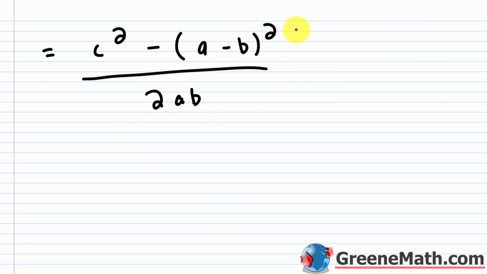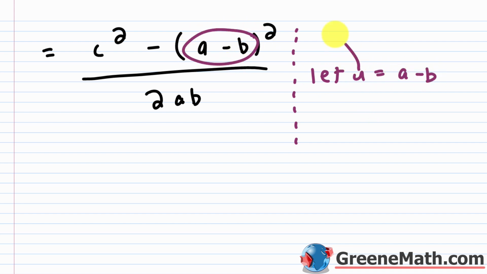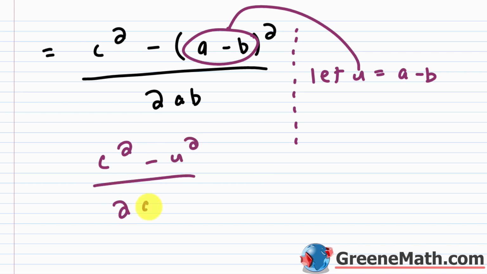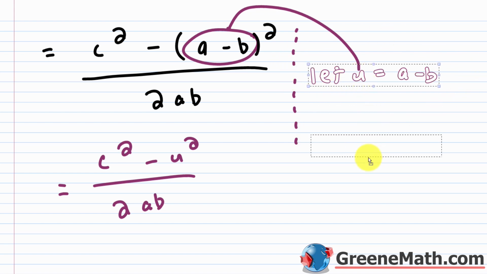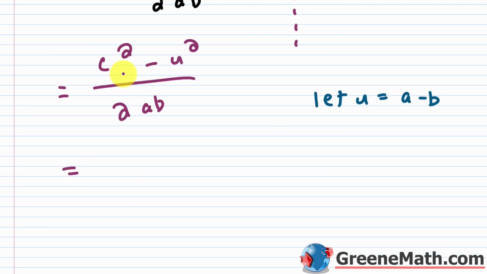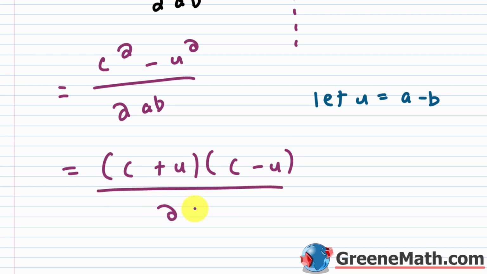Again, my recommendation is if you're struggling with this, just use something like a substitution technique. You can let u or z or w or whatever you want to use. Let's just use u be equal to a minus b. So in this place right here, you're going to plug in a u, okay? And you can just drop the parentheses. So we'll say that this is c squared minus u squared over 2ab. So now let me put equals over here. Let me come down, and I'm actually going to drag this with me so we remember. So let's put equals. We know this would factor into c plus u, and then times c minus u. And this is over 2ab.